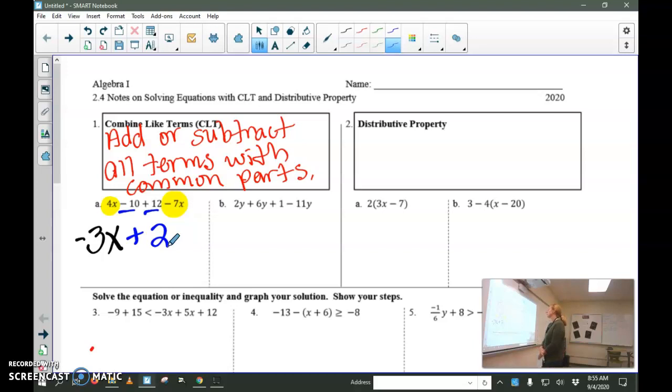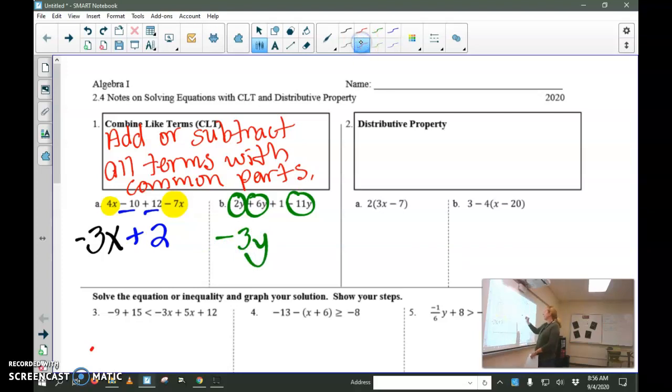All right, let's do B. So again, in B, I have a 2y, a plus 6y, a plus 1, that's not a like term, and a minus 11y. So I'm just circling all the terms that are alike. 2y plus 6y is 8y. 8y minus 11y is a negative 3y.